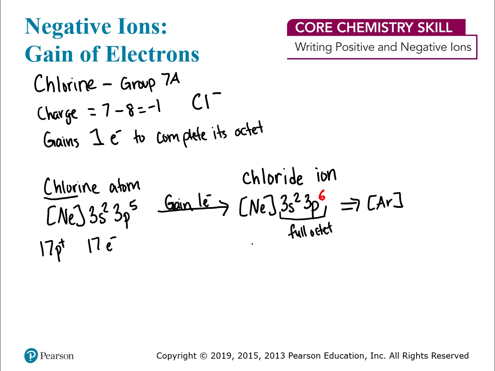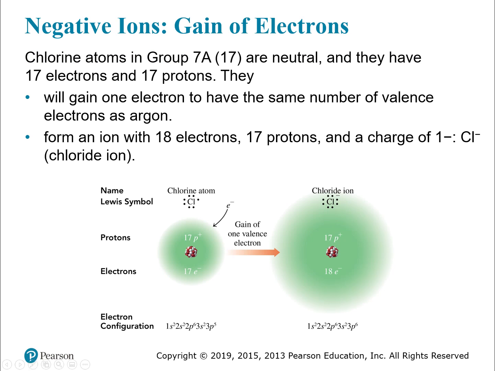And when you look at the number of protons and electrons, you've still got 17 protons. That's what makes a chlorine atom. That's what gives it its identity. But we now have 18 electrons, and that gives us the negative charge. Again, I have the pretty full slide here, so if that's your jam, go for it. It has the same information.